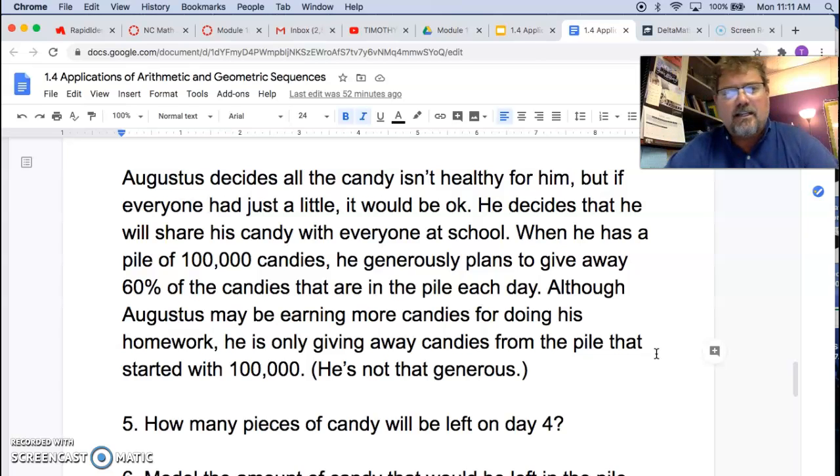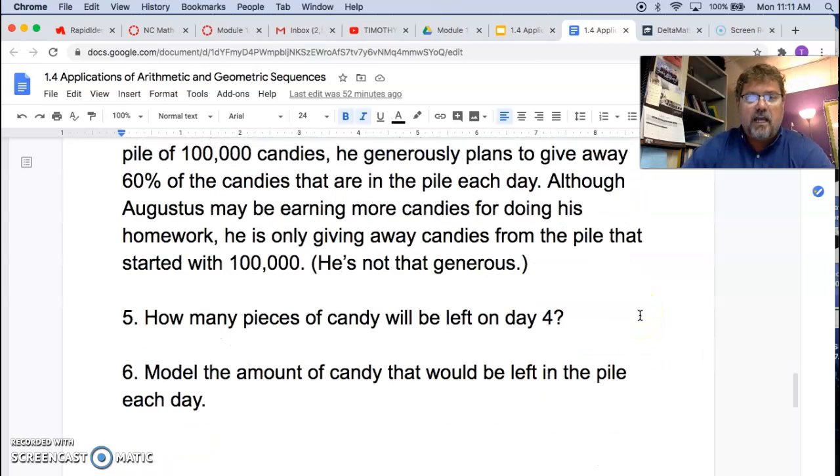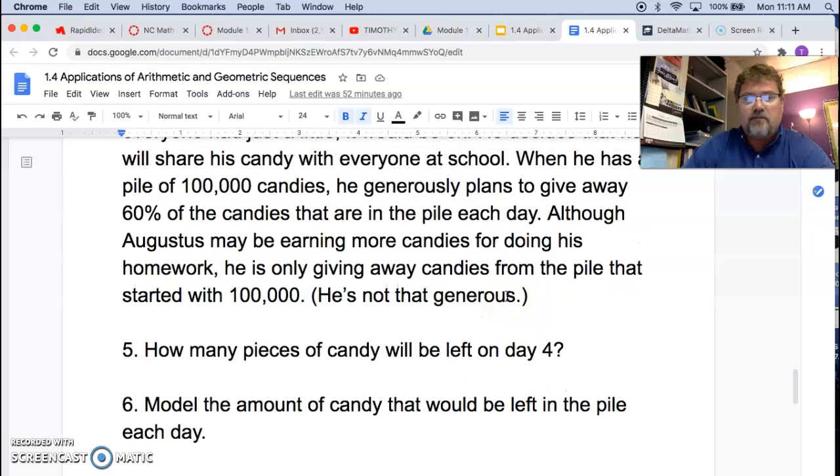It says, Augustus decides all candy isn't healthy for him. But if everyone had just a little, it would be okay. He decides that he will share his candy with everyone at school. And when he has a pile of 100,000 candies, he generously plans to give away 60% of the candies that are in the pile each day. Although Augustus may be earning more candies for doing his homework, he is only giving away candies from the pile that started with 100,000, so he's not that generous. How many pieces of candy will he have left on day 4?